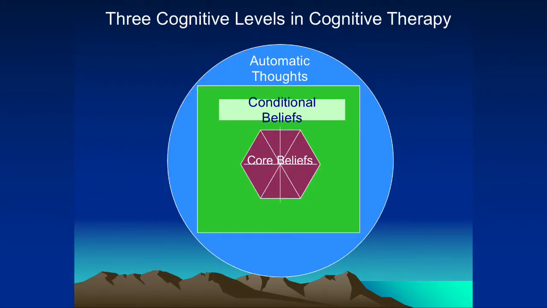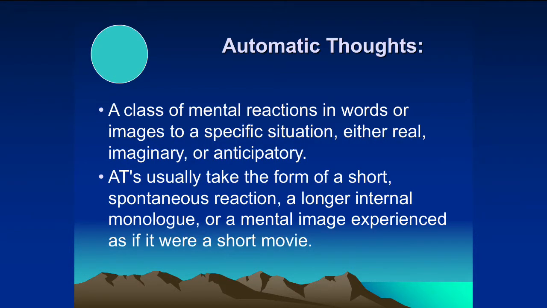Automatic thoughts are on the outside of our interfacing with the world. Conditional beliefs are what-if statements that are a little bit internalized. And then core beliefs are right at the center, where we generalize from our experience into the specifics. Let me go into more detail.